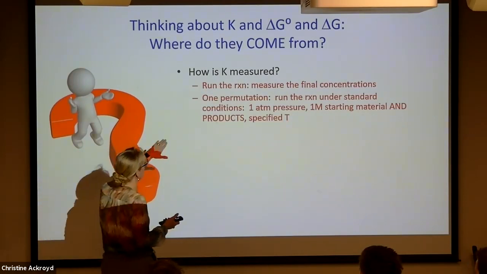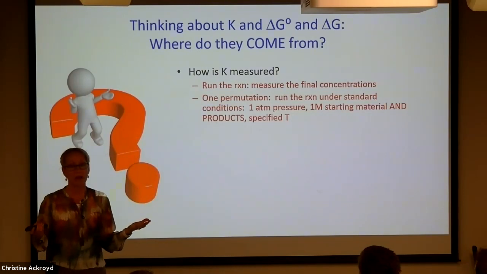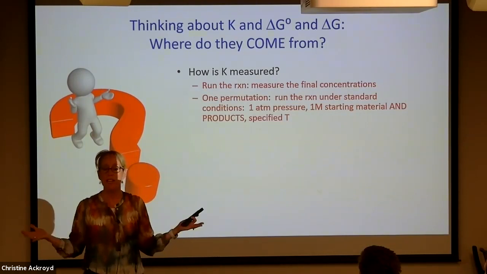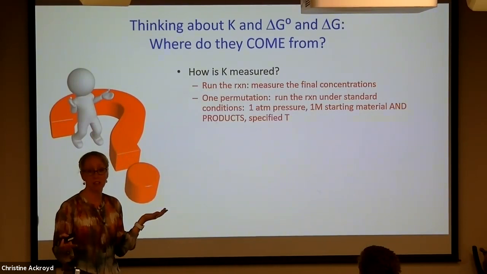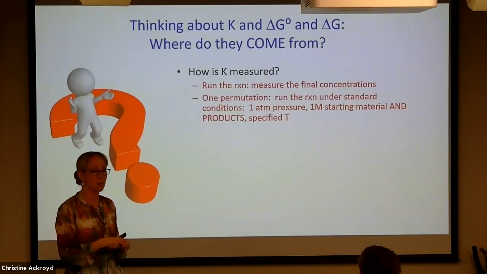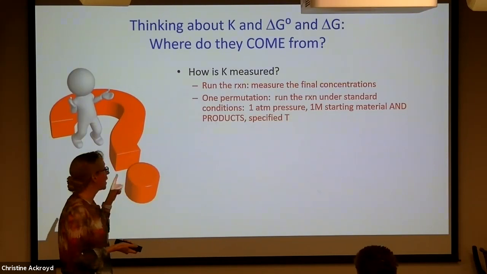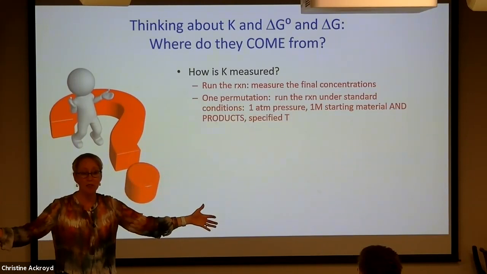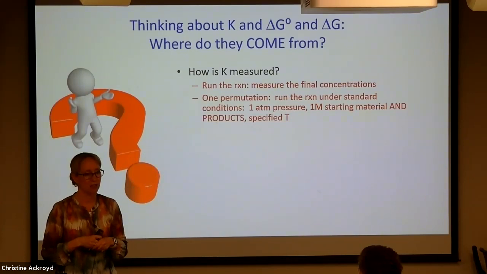Okay, one way you could do that is to run a reaction under standard conditions. Okay, and that little not sign, that means standard conditions. So what are standard conditions? Take 1 molar or 1 atmosphere pressure of everything. It means you start with an equal mix of starting materials. Okay. If you set up a reaction that way, equal amounts of starting material and products, they're all at 1 molar. What's the delta G for that reaction?